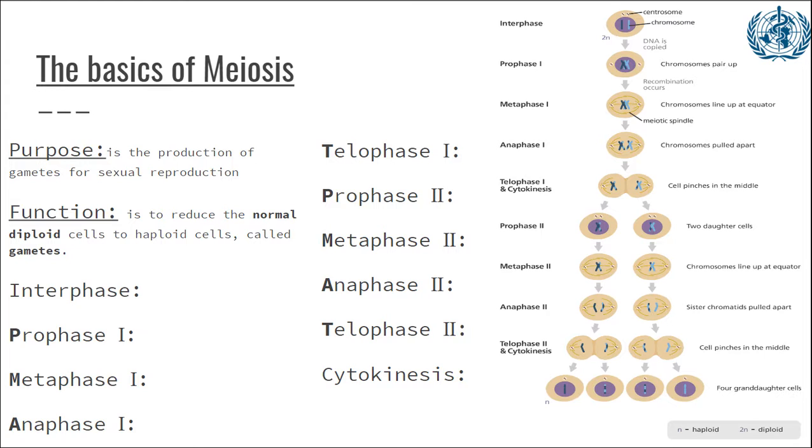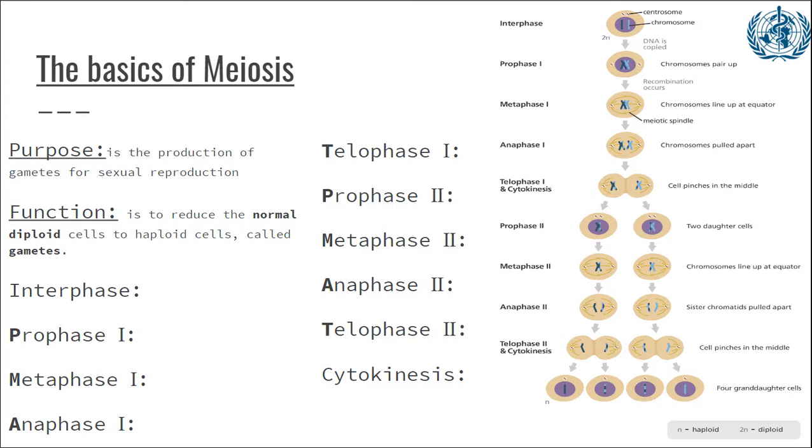Then we carry on to meiosis 2, where the second stages of PMAT occur. First is prophase 2, now with the 2 daughter cells containing 23 chromosomes again forming an X shape. Then the membrane disperses, the centrioles duplicate, and the mitotic spindle forms again.